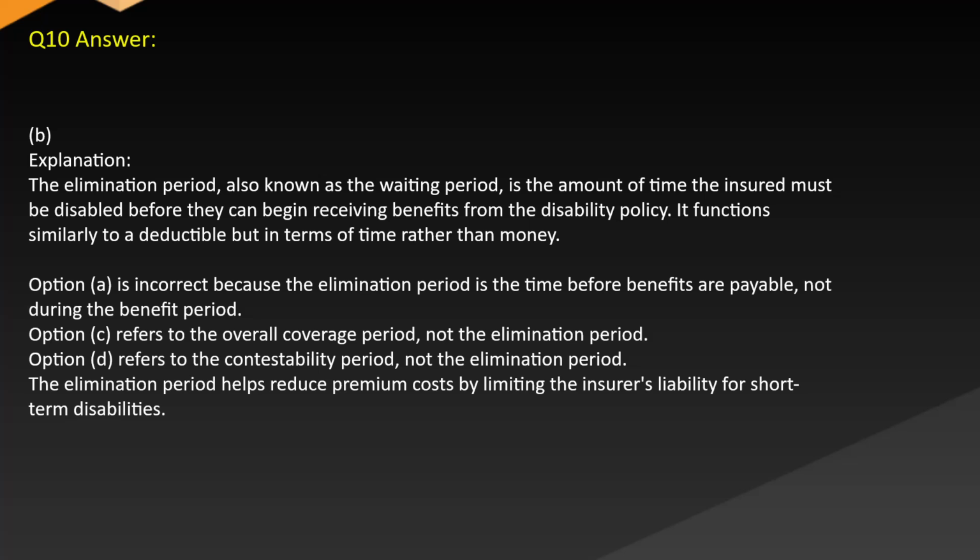Option A is incorrect because the elimination period is the time before benefits are payable, not during the benefit period. Option C refers to the overall coverage period, not the elimination period. Option D refers to the contestability period, not the elimination period. The elimination period helps reduce premium costs by limiting the insurer's liability for short-term disabilities.